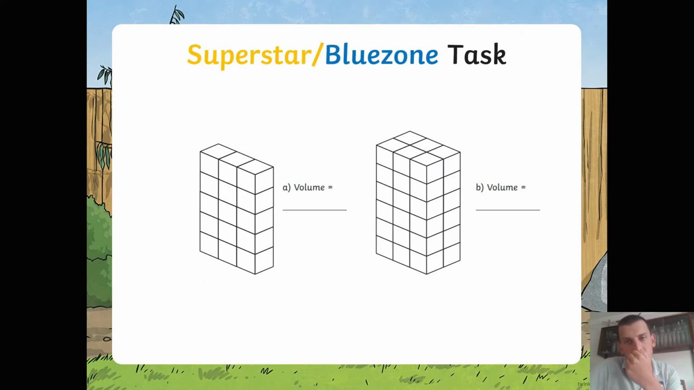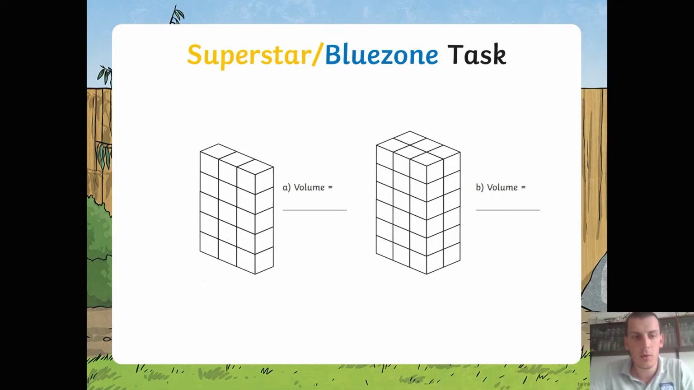Now, what you are going to do is find out what the volume of these two shapes are. Superstars and Bluezone, you're both going to do this. To work out the volume of this shape, you just need to count how many centimeter cubes there are, and for this shape, you need to find out how many centimeter cubes there are. Remember, for a lot of these, you might not easily be able to see it, so you need to think: if there's 2 here, that means there's going to be 2 in the middle, and then 2 at the end. So pause the video, work out the volume, and then press play when you're ready to go through these.